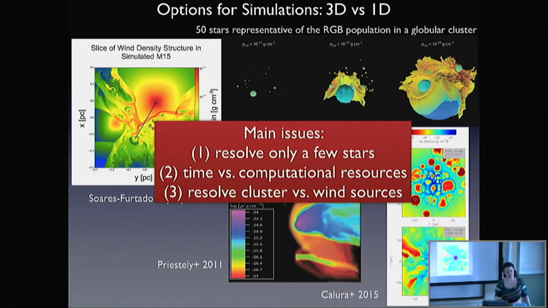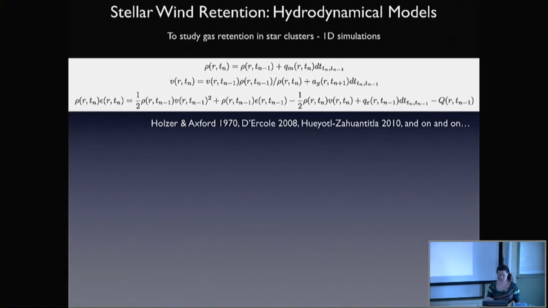Also these simulations are relatively expensive, so you can't run a suite of different masses and radii of clusters in different situations. You sort of have to play between resolving the cluster and the large-scale structure, like in this simulation, or resolving individual stars. So that's one issue. I'm going to be talking about what we're doing in 1D and some of the issues that come up with that.